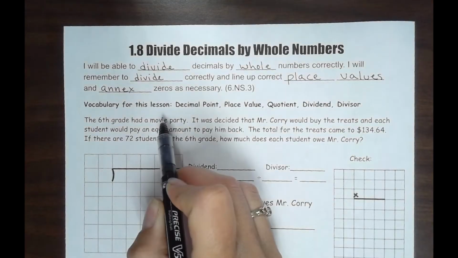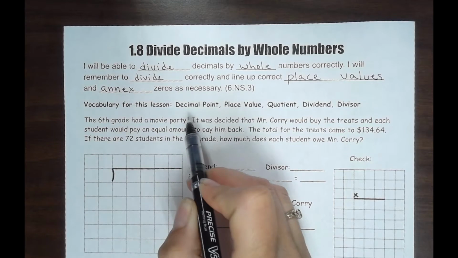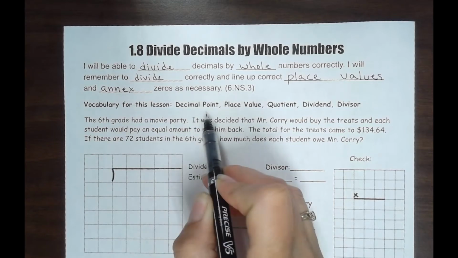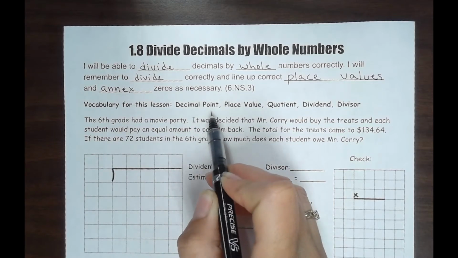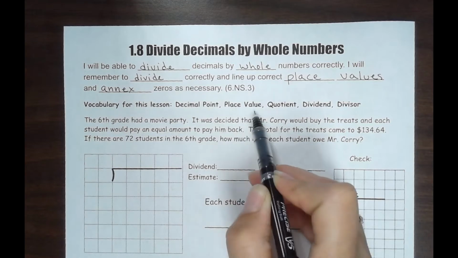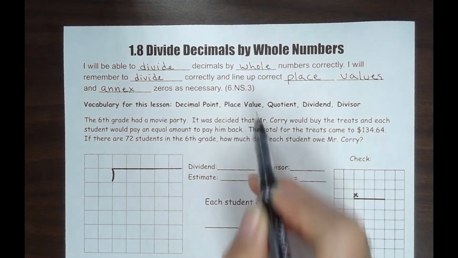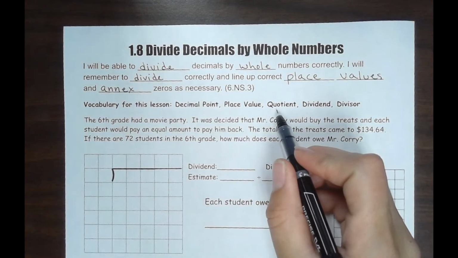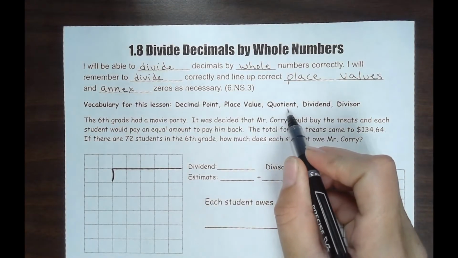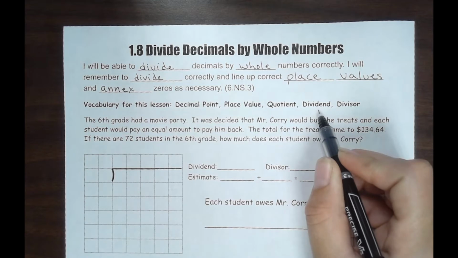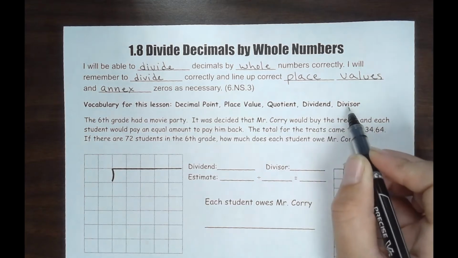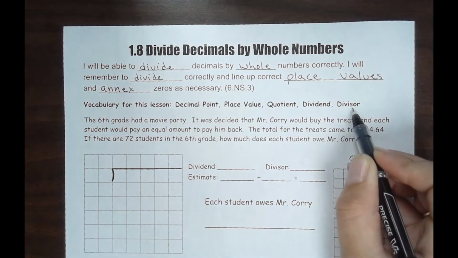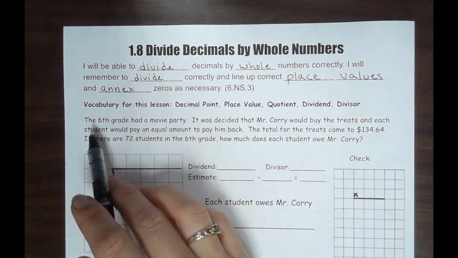All right, vocabulary for this lesson. Decimal point. The decimal point is what separates the whole units from the parts. Place value tells us how much each digit is worth based on where it is in a number. Quotient is the answer to a division problem. Dividend is the number that's being divided. And the divisor is the one that is doing the dividing.